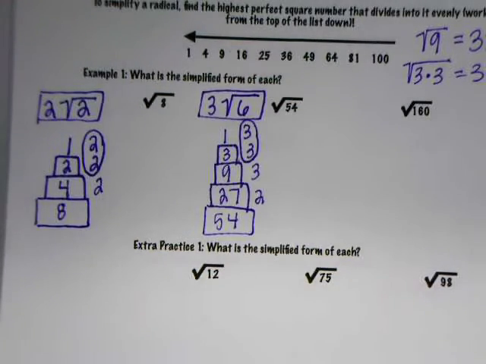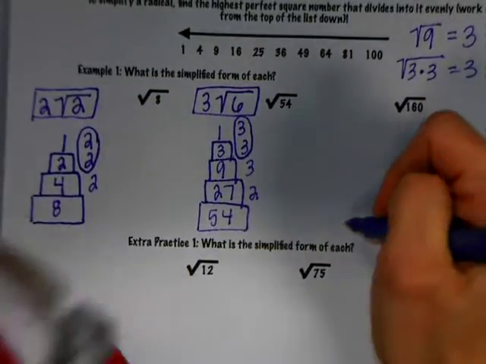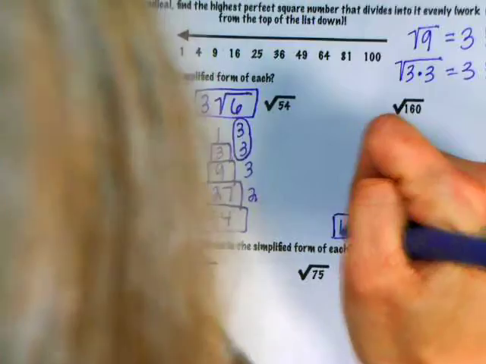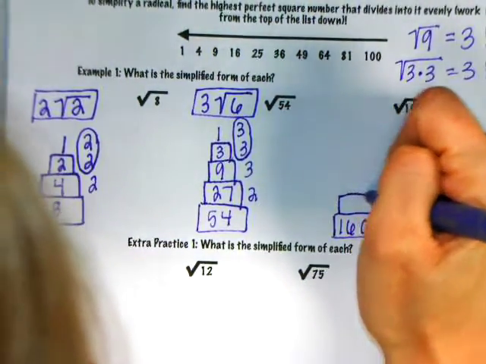Trying to get it? Okay. All right, and then 160, and then I'll show you the shortcut way. Okay, what's 160 divisible by? 2. And what's that going to be? 80.